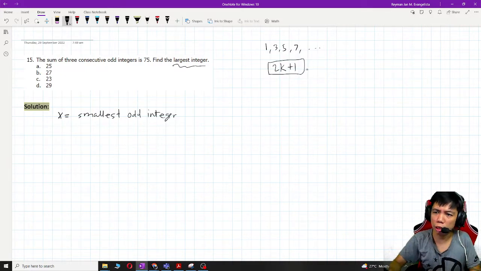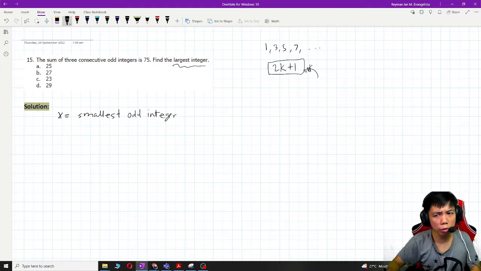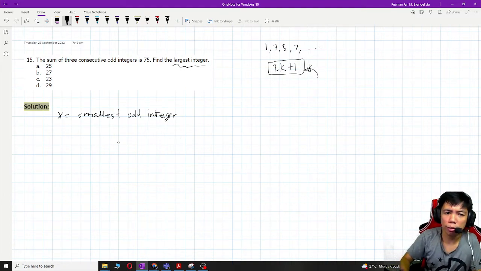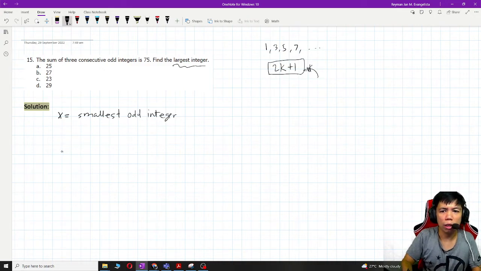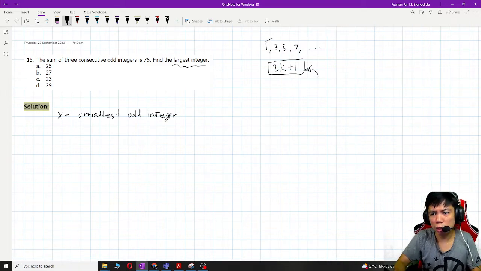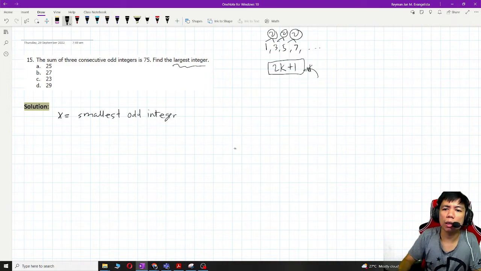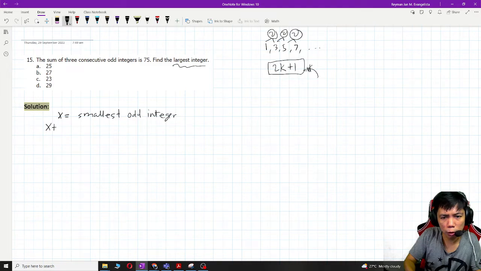So, kahit di nyo gawin 'to 'no, ito kasi ano lang siya, assurance na odd siya 'no, pero puwede niyong gawin 'to, 2k plus 1 yung smallest odd integer. Now, if x is the smallest odd integer, so ano yung susunod na number? Kung mapapansin niyo, yung difference nila is 2. Yung mga consecutive odd integers. So, ibig sabihin, ano yung susunod na odd integer. So that is x plus 2.